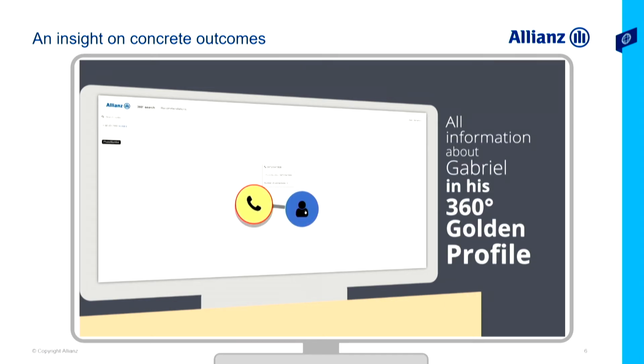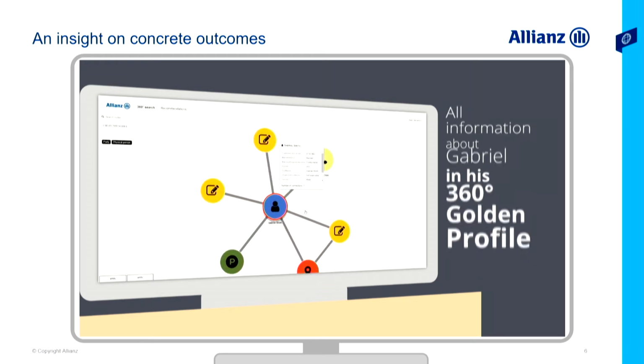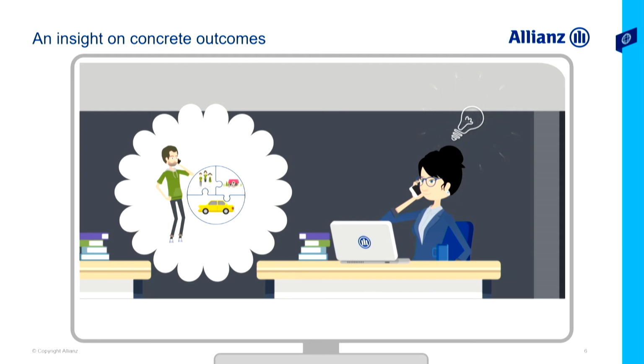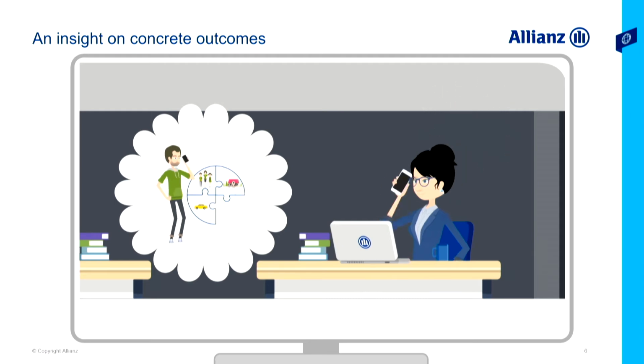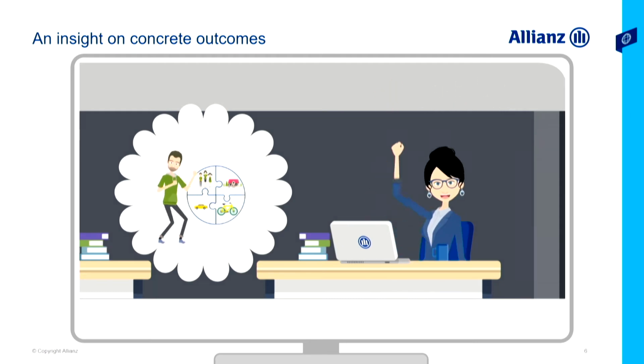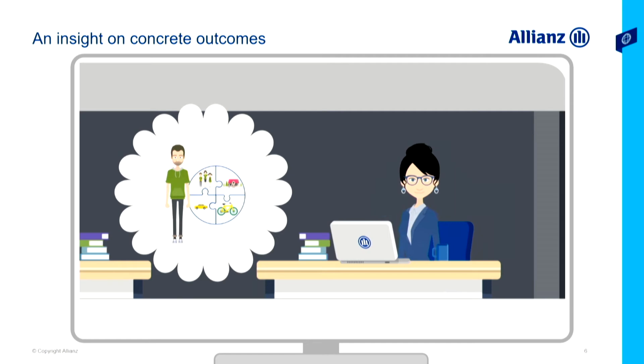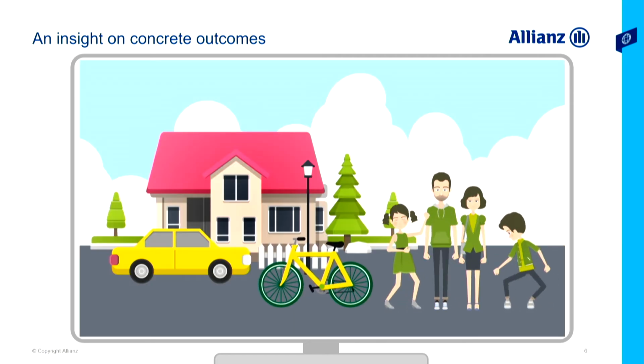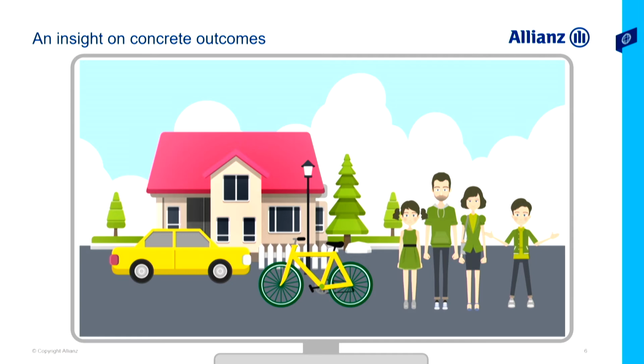Next to free text search, a recommender engine also assists Jennifer in offering Gabriel personal advice and relevant recommendations. With these recommendations, Jennifer can deliver a true customer-centric experience to Gabriel by proactively answering all his needs. Thanks to this, Gabriel can feel protected and secured in his future with Allianz.